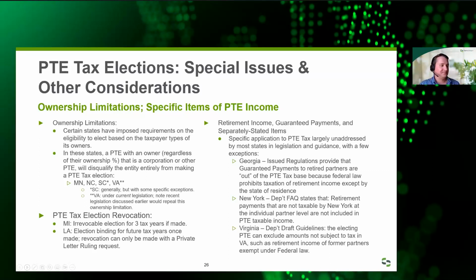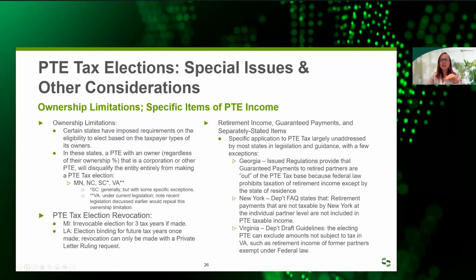Okay, retirement income. When you have retired partners and they have actual retirement income on their K-1, there is a federal law that most people I'm sure know about, that if you retire and you move to another state, only the state of residence can tax that retirement income. So it's not like apportionable business income, and it's a federal law. Federal law always trumps state law, right?